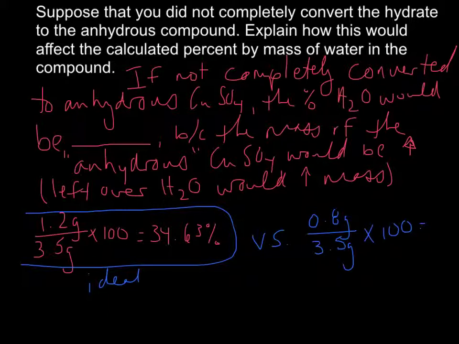In this situation I'm going to end up getting a percent of 22.86%. You'll notice what happens to our overall percent: this is our ideal, and if we ended up leaving some water left over, our overall percent ends up being lower. So when you leave that water in there, we think that our mass of copper sulfate is higher, which decreases the amount of water we thought we had boiled off, and it causes our overall percent to be lower.